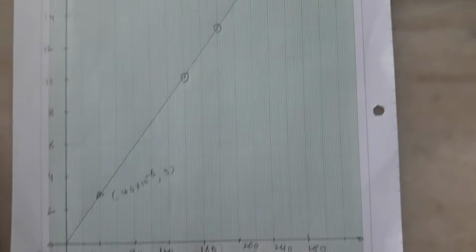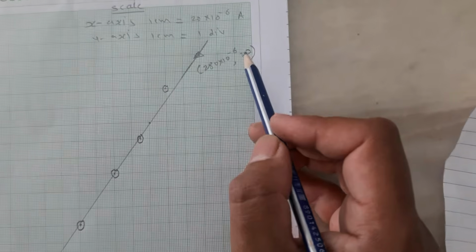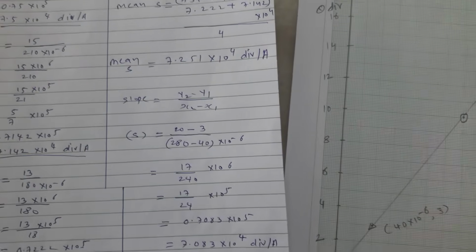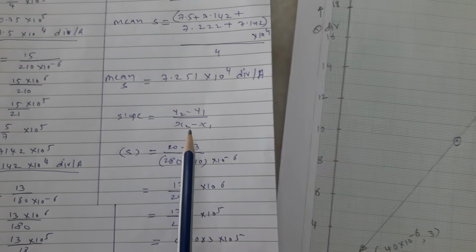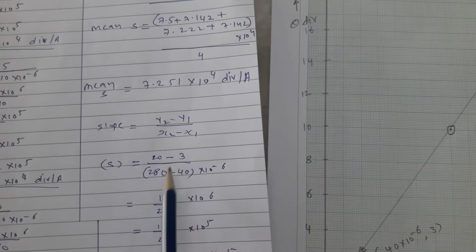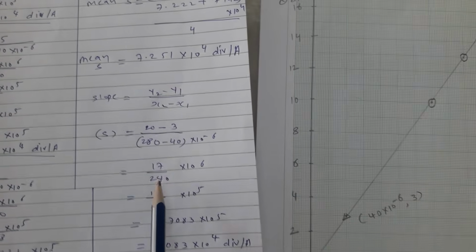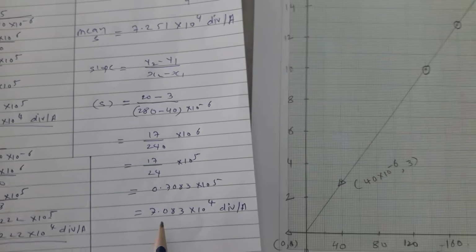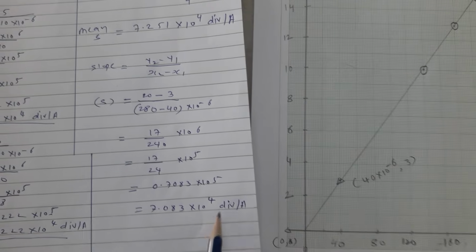So you can say x1, y1 and x2, y2. The slope formula is y2 minus y1 upon x2 minus x1. Here y2 is 20 and y1 is 3, so 20 minus 3, upon x2 minus x1, where x2 is 280 into 10 raised to minus 6 and x1 is 40 into 10 raised to minus 6. Putting the values, 20 minus 3 is 17, 280 minus 40 is 240, and 10 raised to minus 6 taken upward becomes 10 raised to plus 6. Doing the calculation, we get the answer 7.083 into 10 raised to 4 divisions per ampere.